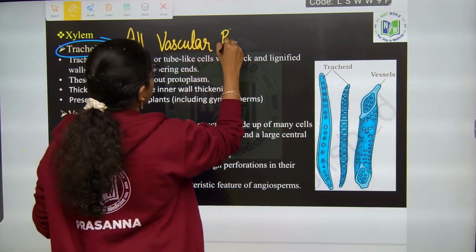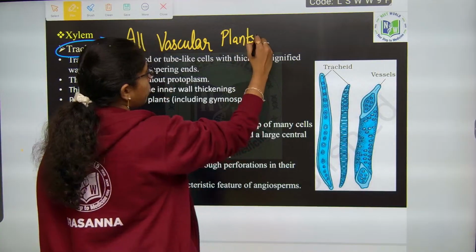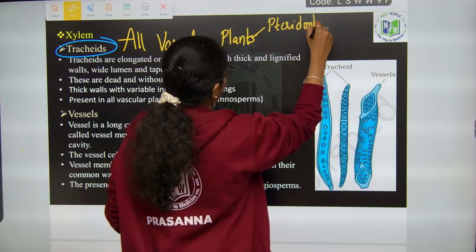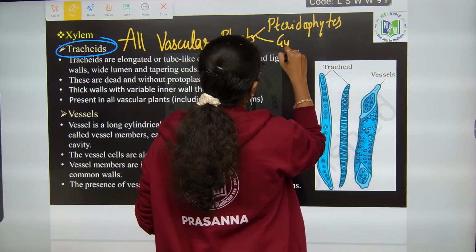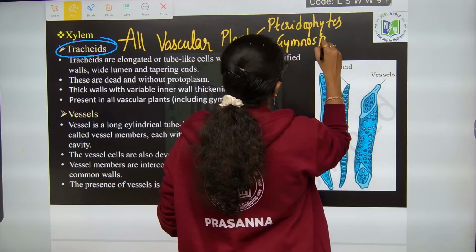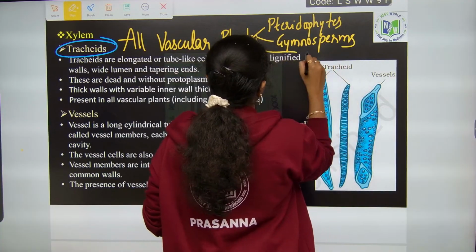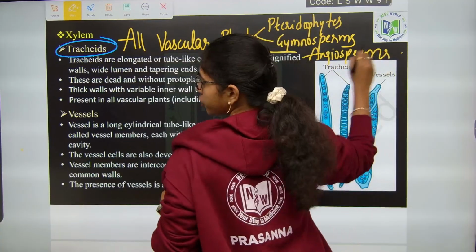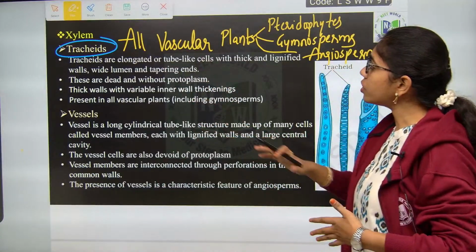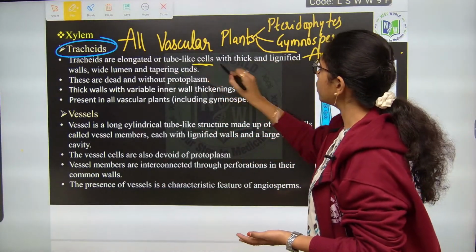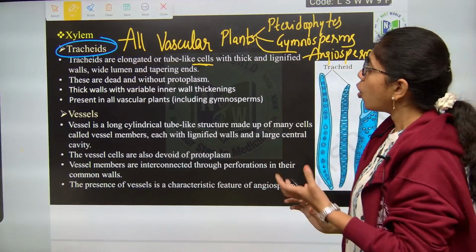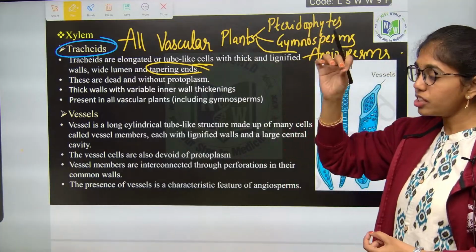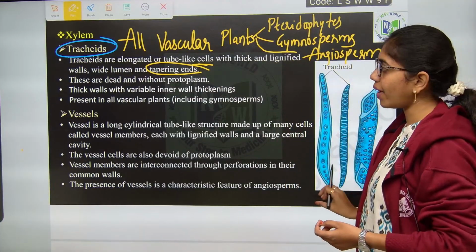All vascular plants include what divisions of plant kingdom? Pteridophytes, gymnosperms and angiosperms. Take it down parallelly. Now let us see the structural description of tracheids. Tracheids are elongated tube-like cells with thick lignified cell walls, wide lumen, and they have tapering ends at the end.